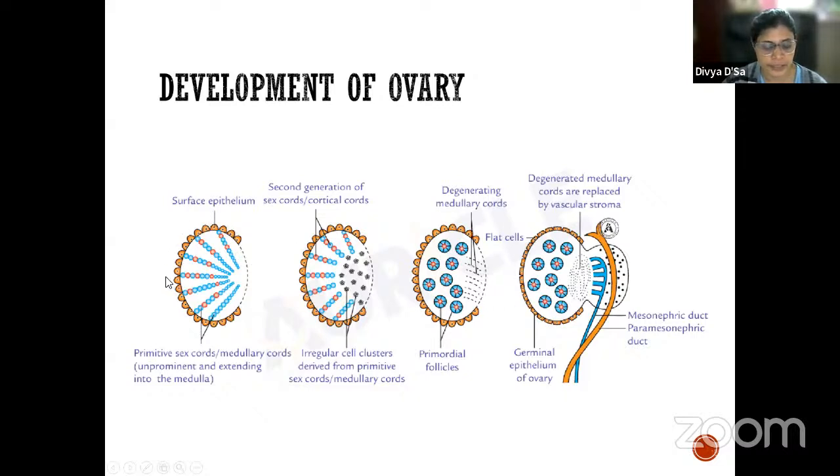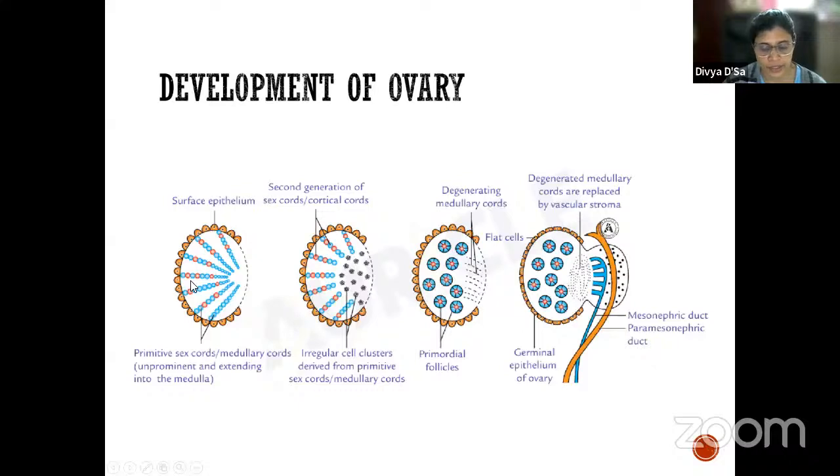Now here the surface epithelium, we call it the germinal epithelium, because it forms the sex cords. The sex cords it forms. So this will continue to proliferate. In the males it stops because of the development of the tunica albuginea and all those things. It will stop, right? But here it will continue.